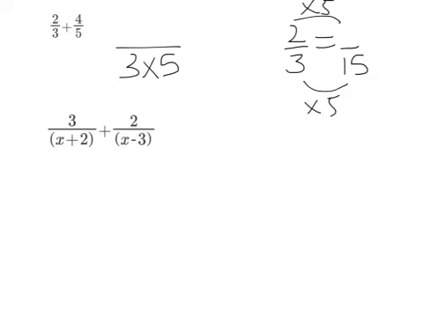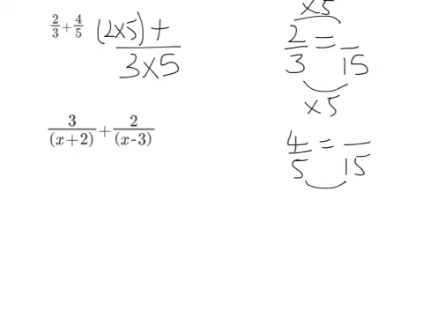So on the top, what I'm going to have is 2 times 5 plus, how do I make my 4/5 into 15ths? I'm obviously going to times by 3. So on the top, I'm going to have 12. So I'm going to have 4 times 3. So that's my technique for those. Okay, what does that come to?